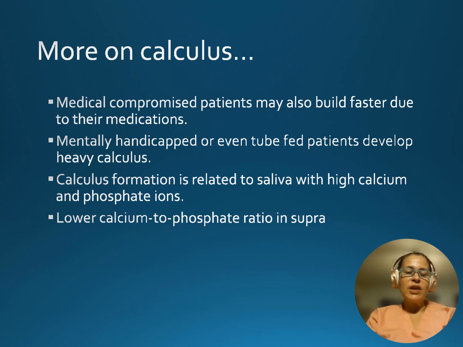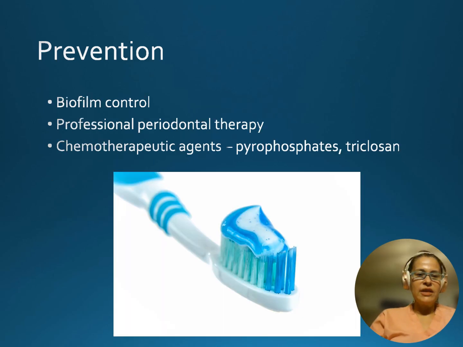Calculus formation is related to saliva with high calcium and phosphate ions, and a lower calcium to phosphate ratio in supragingival calculus. So you will have a calcium to phosphate ratio in supra that is almost the same, calcium and phosphate.